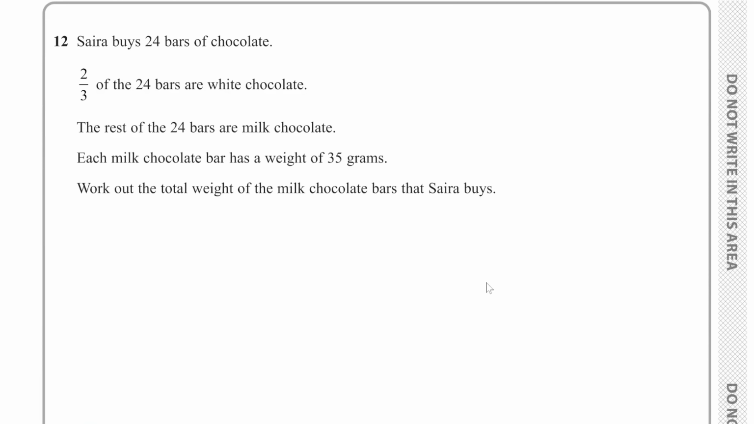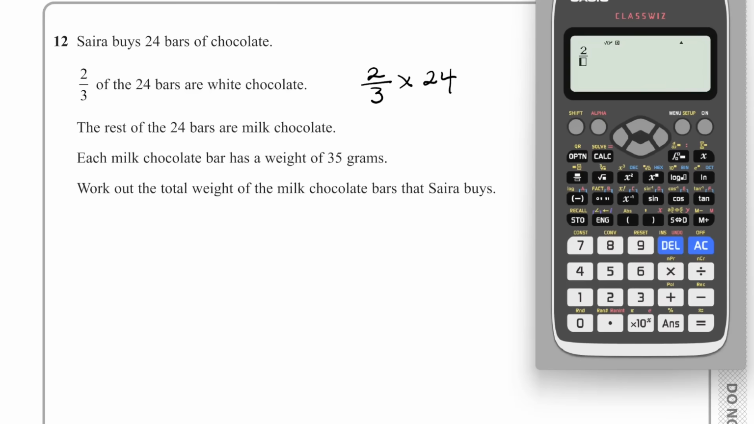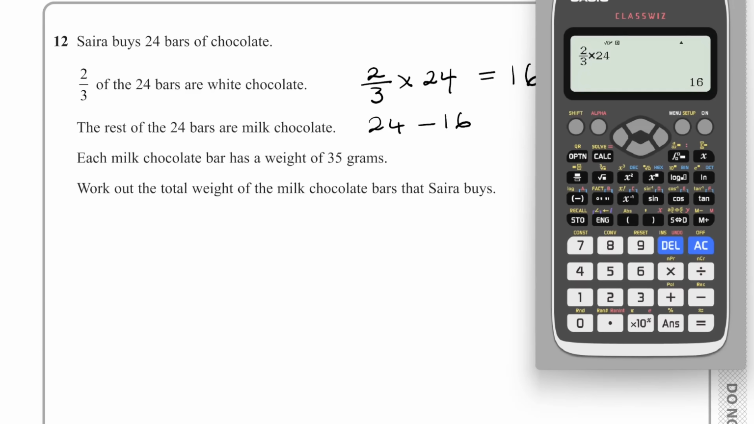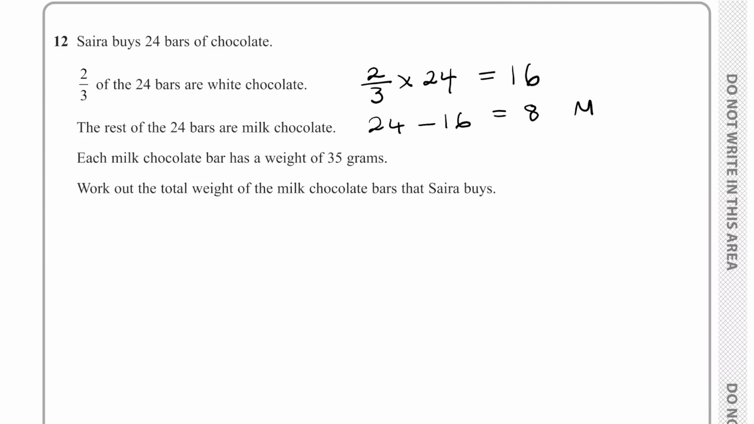Question 12. Sarah buys 24 bars of chocolate. 2/3 of the 24 bars are white chocolate. So let's work that out. 2/3 of 24. The calculator will tell us what that is, and it is 16. The rest are milk chocolate. So 24 take away 16. Again, if we want to do it on the calculator, we can. 24 take away 16 is 8. So that's 8 milk chocolate and 16 white chocolate.